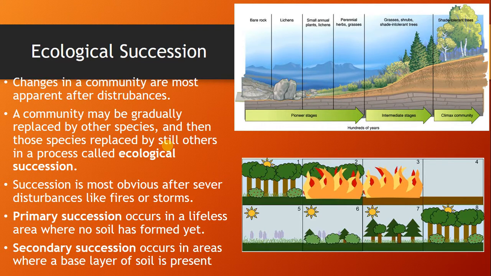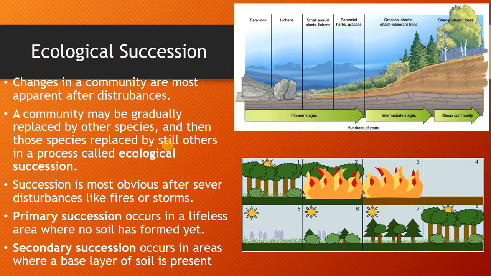Changes in a community are most apparent after disturbances. So right after a forest fire, it's most apparent that there are changes happening in the community. A community may be gradually replaced by other species, and then those species replaced by still other species. As the community is disturbed and changes, new species take over, and this is called ecological succession. Succession is most obvious after severe disturbances like fires or storms.